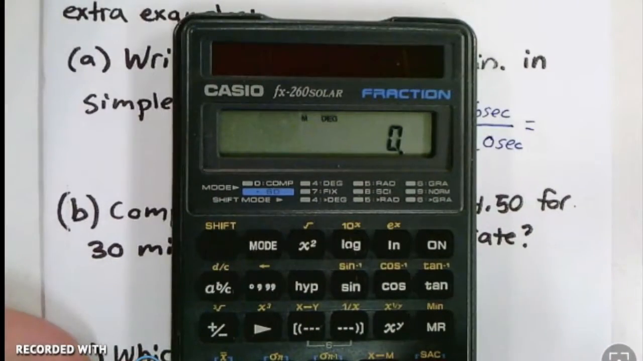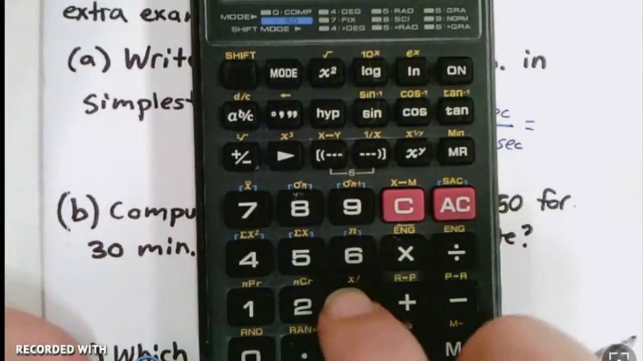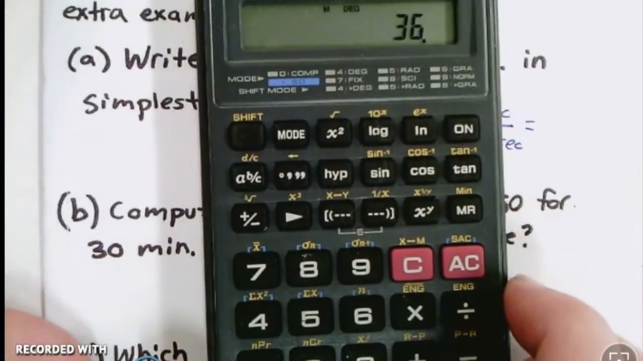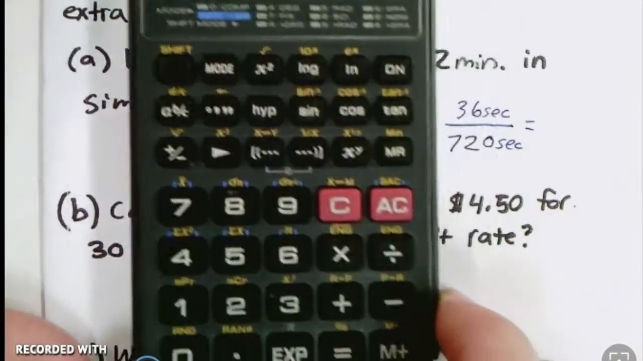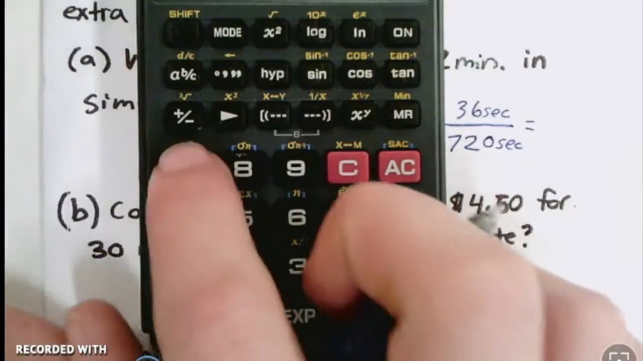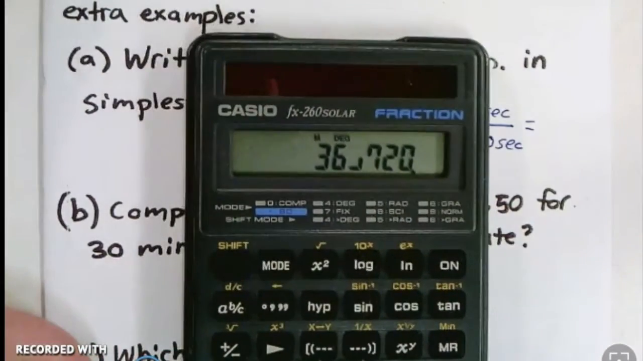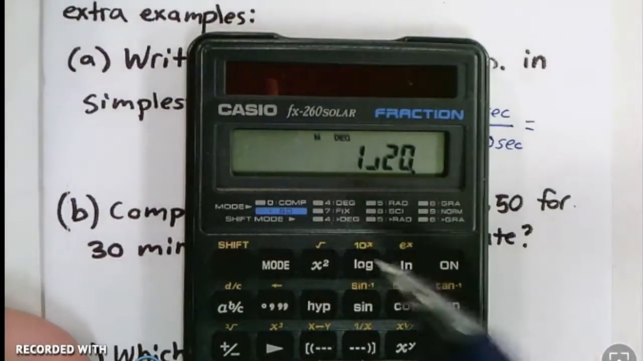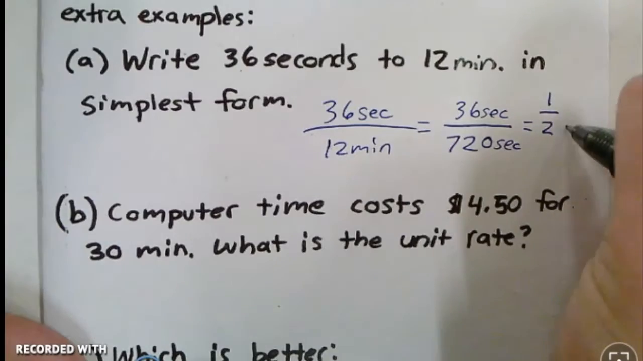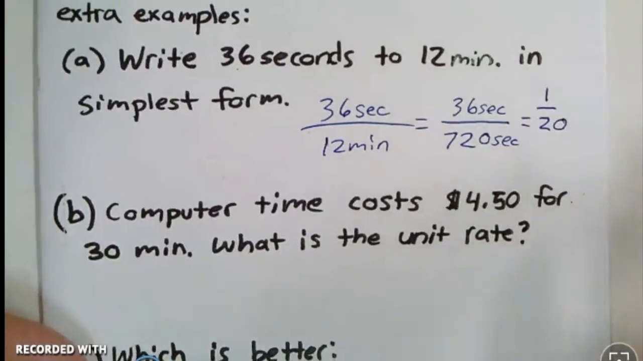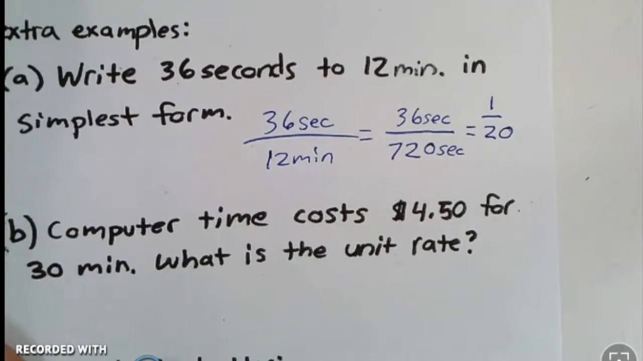And now to simplify it, I'm going to remind you how to do this in your calculator. You're going to put in 36, and then you're going to push this fraction button right here. And then you're going to put your denominator as 720. So I got this, and when I hit equal, it tells me that it's going to be 1 over 20. And so my answer is 1 to 20 seconds.